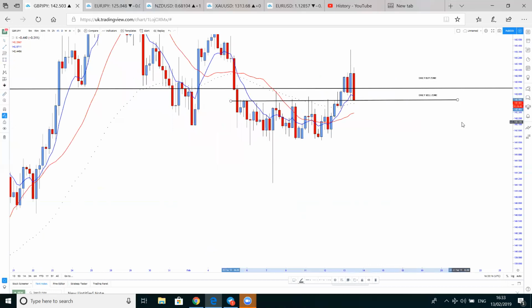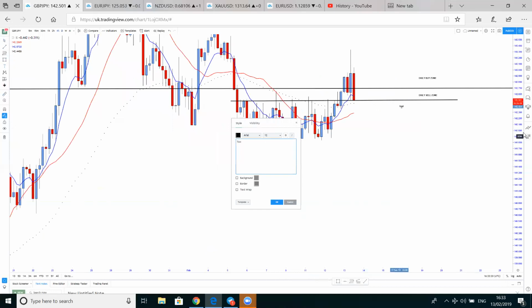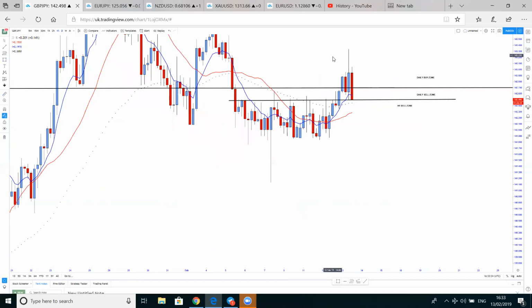And please understand how I'm aligning everything together. That's your H4 sell zone. So if the price comes back, that's what we are expecting the price to go down, right? Yes. The price went up, price comes back. Yes, it's back in the sell zone.